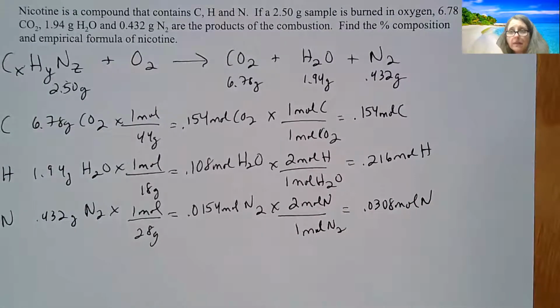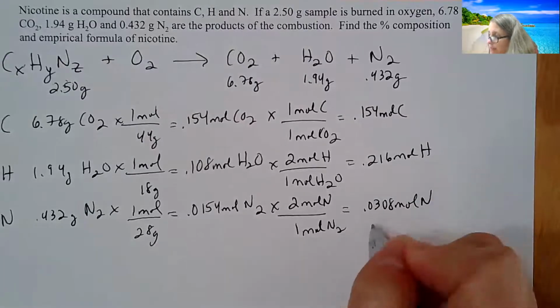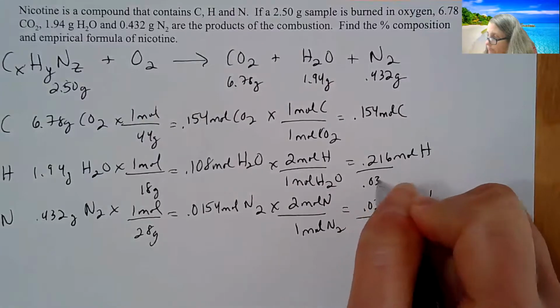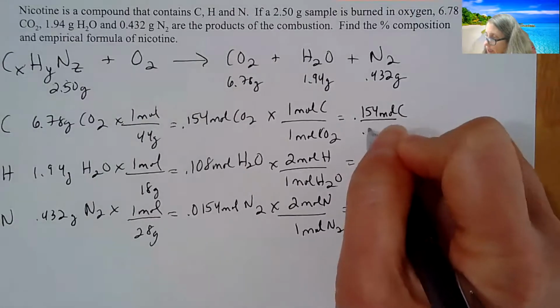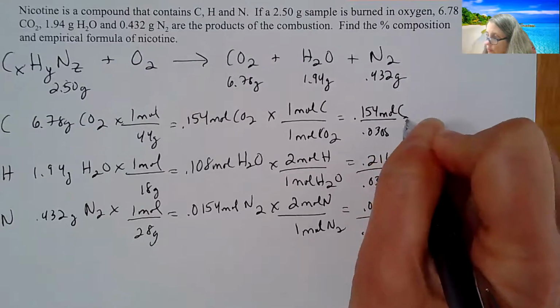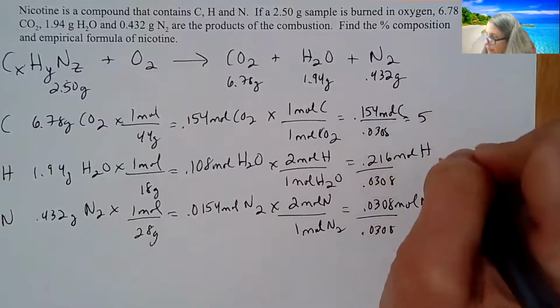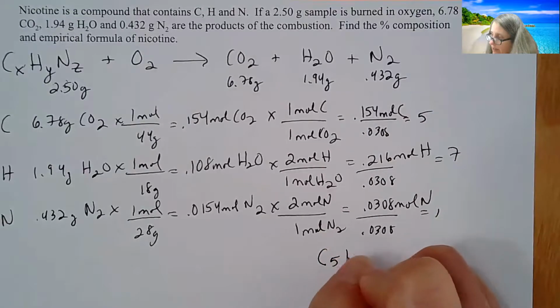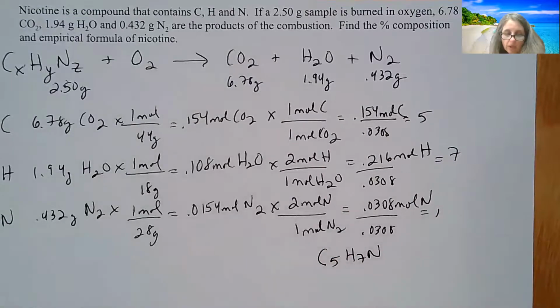So now I have it down to the elements. This last step is exactly like the previous problem. I just have to divide by the smallest number. The smallest number happens to be the nitrogen one. That one is, of course, going to go to 1. And then I do the other 2, and I get 5 and I get 7. So my empirical formula is C5H7N.